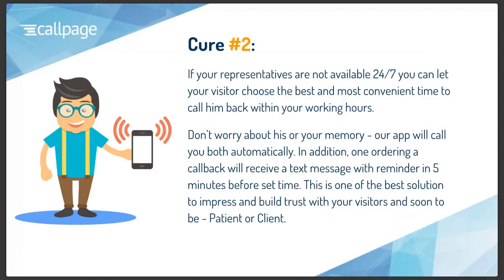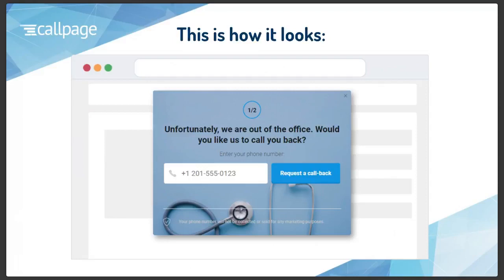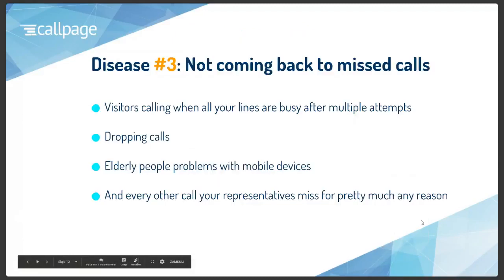And also, if you're working right now, but the customer cannot talk right now, we also give him the possibility to order a call for later. And also, you get an automatic call and your customer gets a reminder. And here we can see how the pop-up looks after working hours. Your customer can put his number, request a callback, and then he gets this second window with the time of a callback that is most convenient for him.